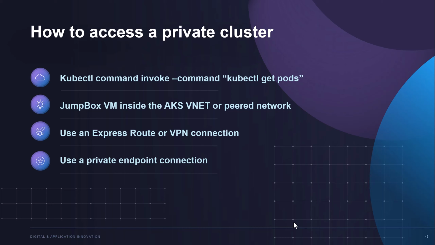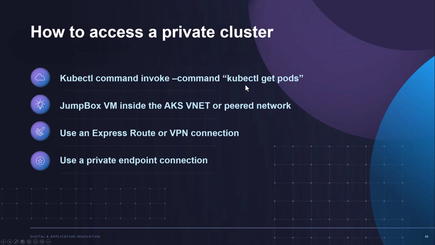Now if I want to access my cluster and it is a public cluster, there is no issue because we have a public FQDN with a public IP address. But if I have a private cluster, either with private cluster mode or with API server integration, then I have these four options. The first and easiest option is to use the kubectl command invoke. Here you type commands like kubectl get pods. This would be an example: az aks command invoke --command, and then you type the command you want to run.